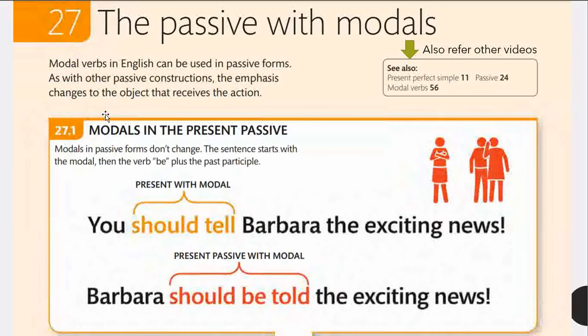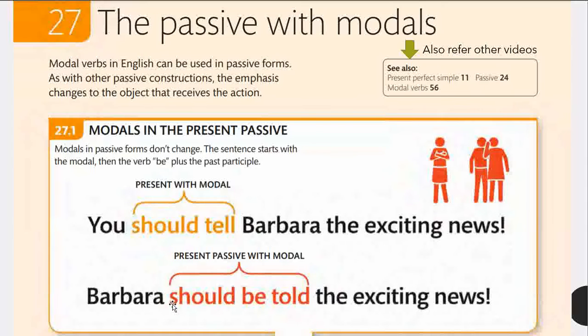Let us begin with the first pointer: modals in the present passive. Modals in passive forms do not change. That means should remains should only. The construction begins with the modal, that is should, then the verb be, the auxiliary, plus the past participle, told. That is how the construction is built with the passive modal.